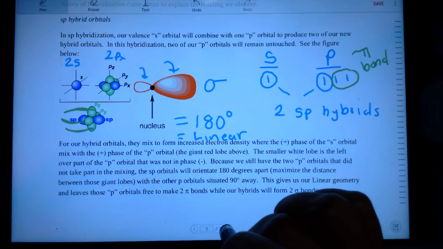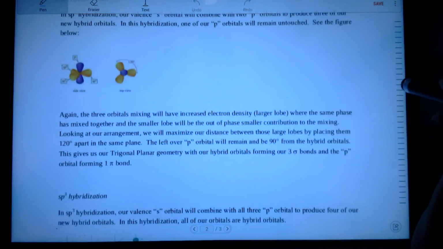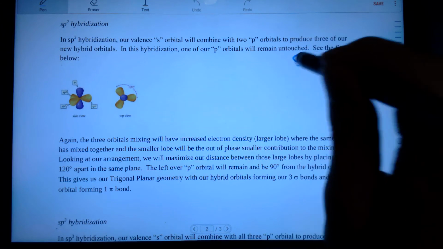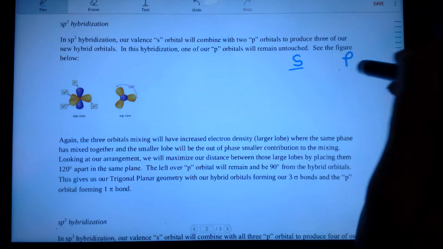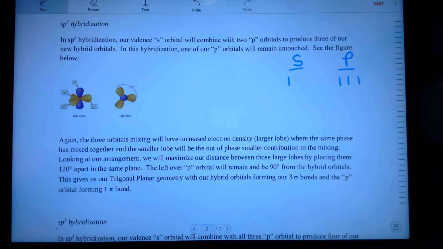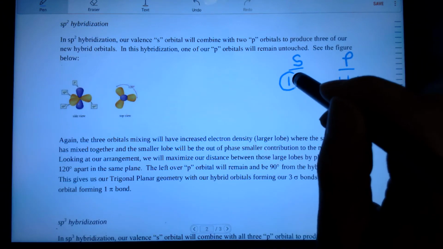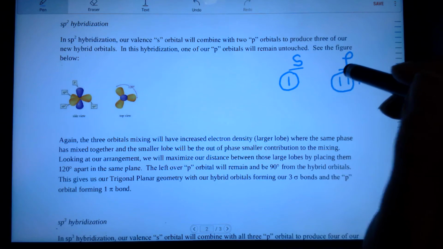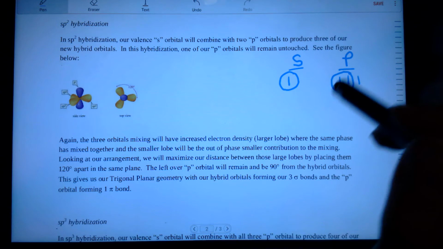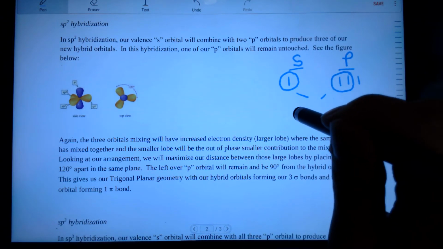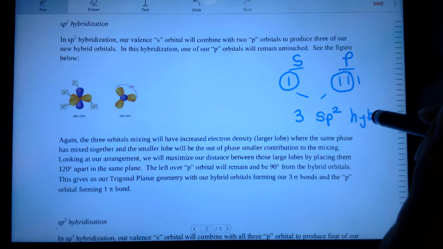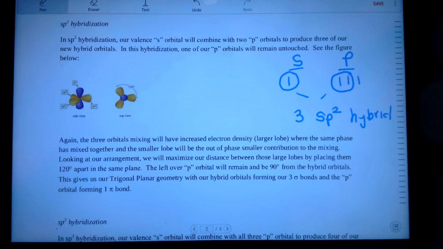That's called sp. Our next one is called sp2 hybridization. Again, we're going to write s and p. We have one s and three p's. You can probably guess what's going to happen if it's called sp2: one s and two p's are going to be mixed together. When we do that, we form three sp2 hybrid orbitals. If three come in, three go out.